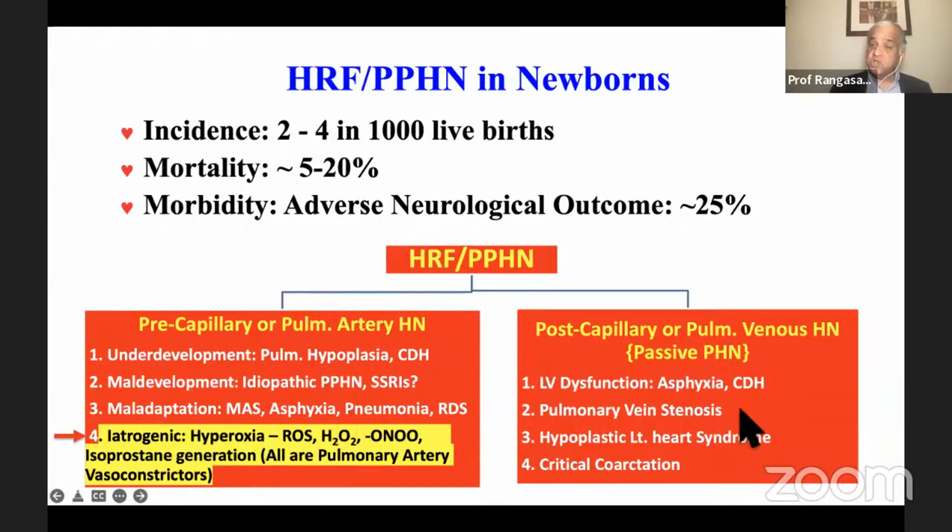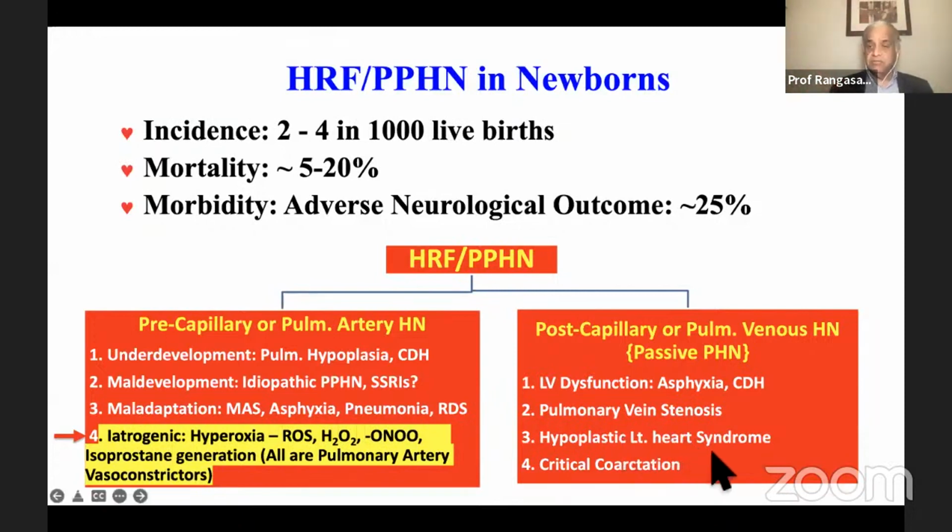But if the baby has post-capillary or pulmonary venous hypertension, for example, in a baby with left ventricular dysfunction secondary to asphyxia or hypoxia, or diaphragmatic hernia where the left ventricle is not fully developed, so it doesn't work well. Pulmonary vein stenosis, either congenital or acquired. For example, babies with severe BPD have a high incidence of acquired pulmonary vein stenosis. So when you screen for BPD and pulmonary hypertension, you also want to look at the pulmonary veins.